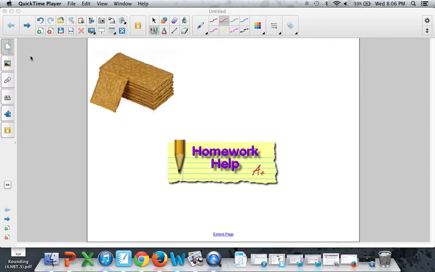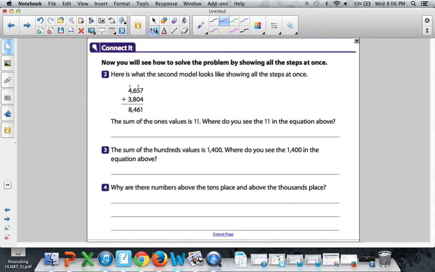There's quite a few problems in this particular batch of homework, so let's try to move quickly so the video isn't too long. You can always rewind and replay if you want to. Here's what the second model looks like, showing all the steps at once. There's a page prior that you can pay attention to get some background information on what they're talking about.